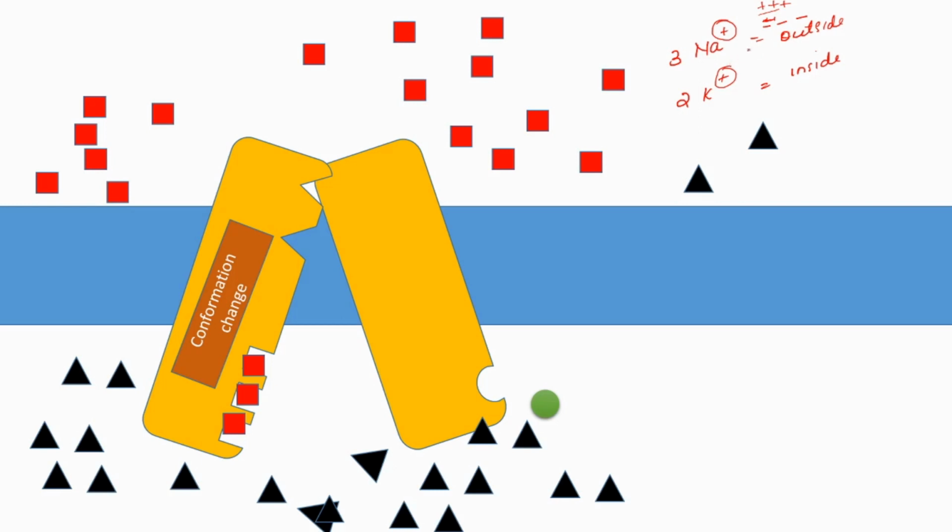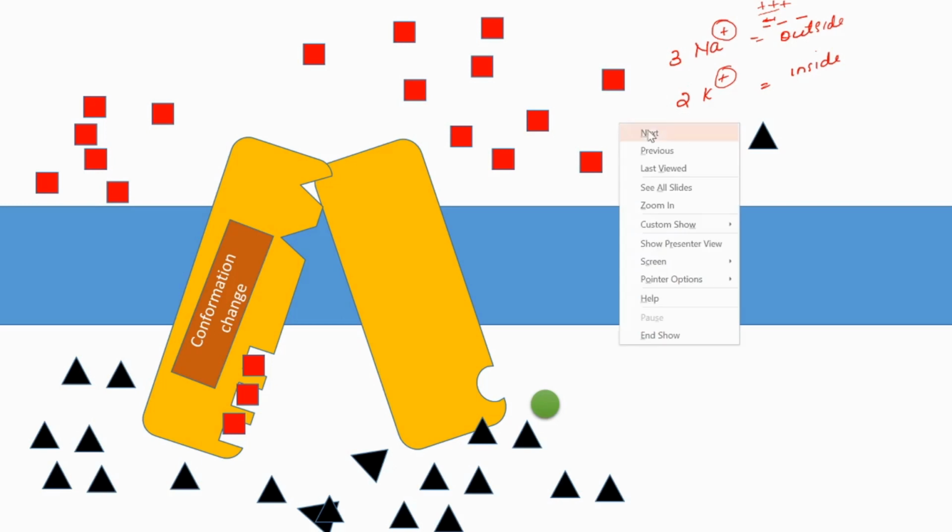Inner side should be negative, outer side should be positive. For maintaining that potential, it is releasing 3 sodium to outside, and in return only taking 2 potassium to inside. That is the relevance of that exchange.